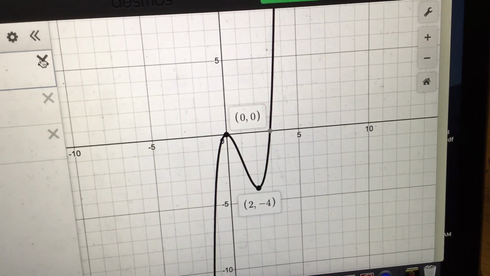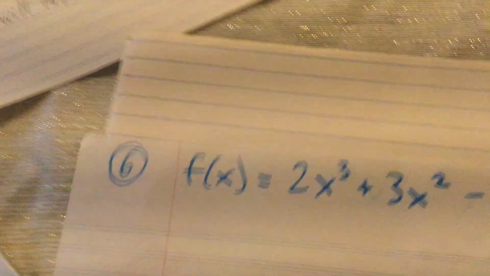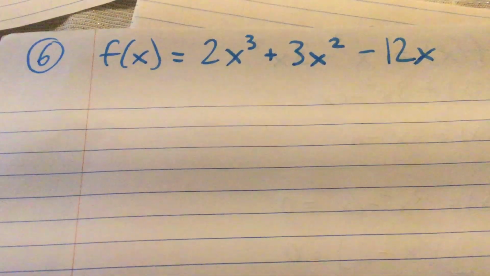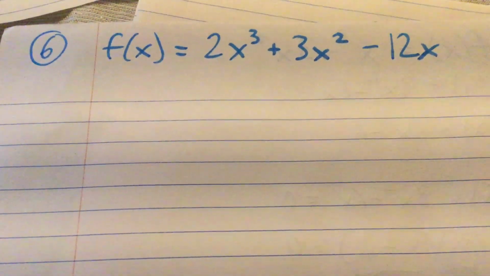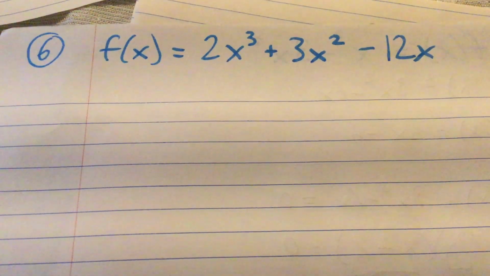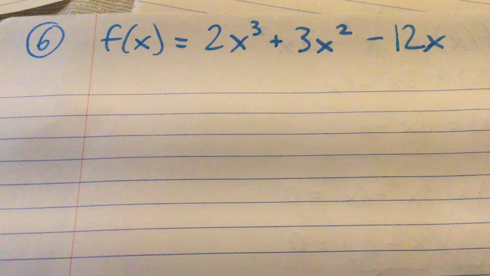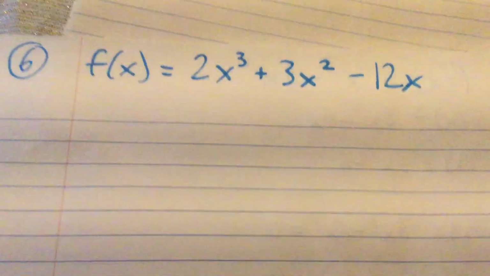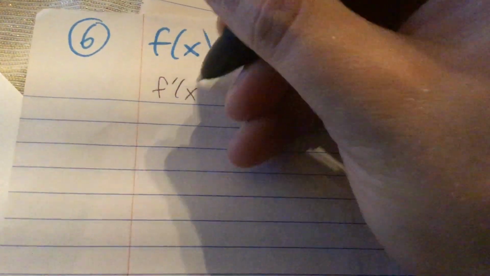Okay, so let's take that off. We're going to do 2 more problems, and you see that we can do this using the second derivative test. Let's figure out all the critical points for f of x is equal to 2x cubed plus 3x squared minus 12x. Once we look at the problem, let's set up our f prime of x and our f double prime of x.